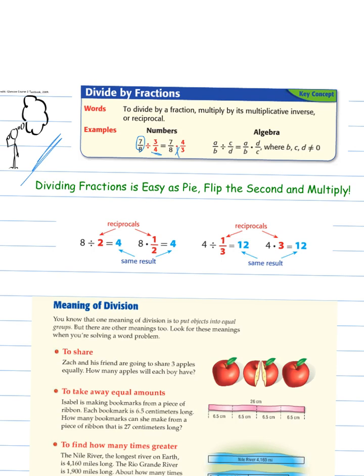Okay? Because if we think about, here's some examples of why this makes sense. If we took 8 divided by 2, we know that that is going to give us 4. Okay? And if we take 8 times the reciprocal of 2, which is 1/2, it gives us 4. So just multiplying by the reciprocal, again here, we get the same answer.